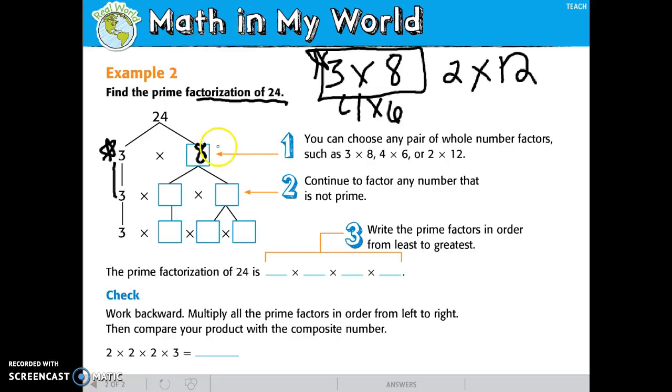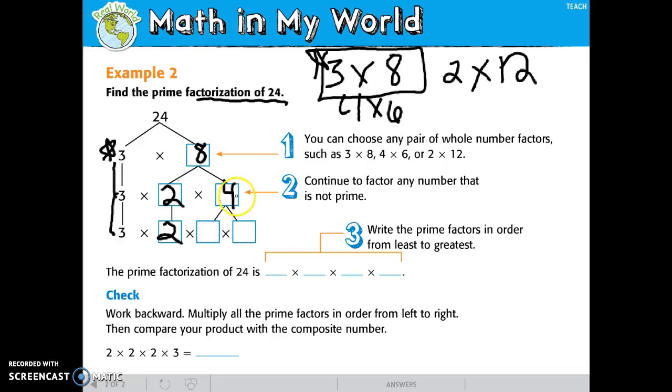And then we have to factor our 8. So we can choose any 2 numbers that we multiply together to get 8. So we're going to choose 4 and 2. And we already know that our 3 is prime and we brought it down, so we're just going to continue to bring it on down. Our 2 is also prime, so we're going to bring it down. So we have 3 times 2, and then we have to factor our 4.